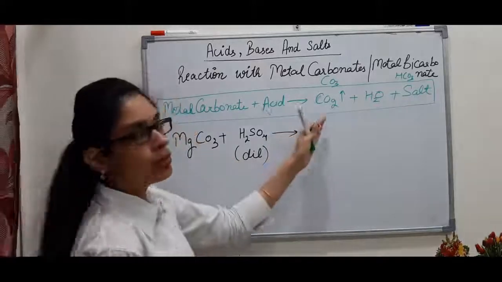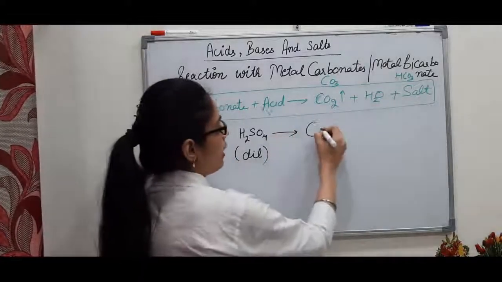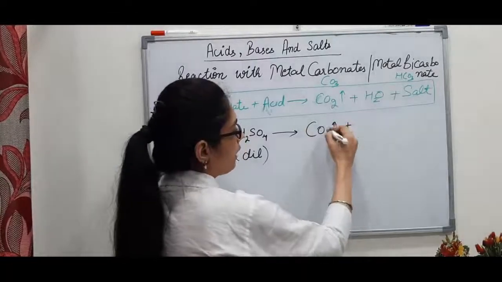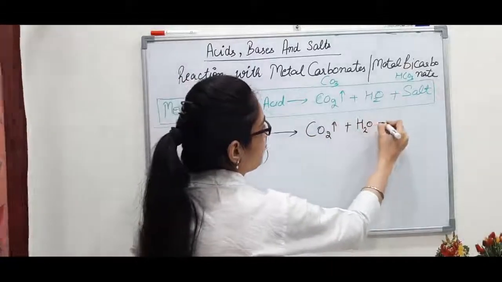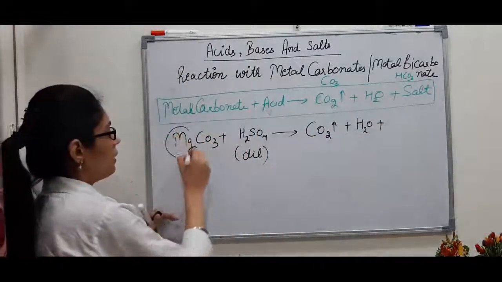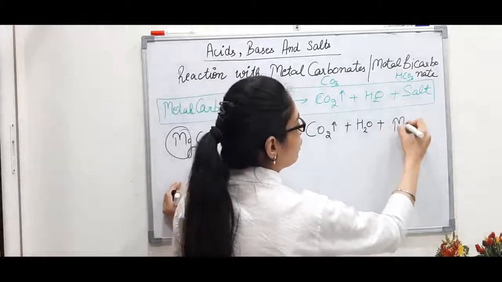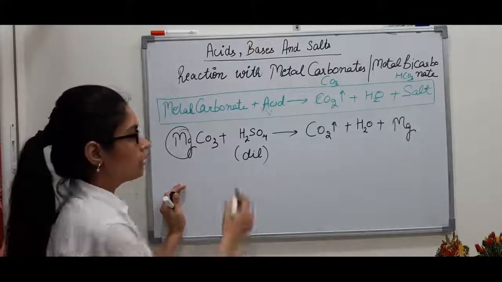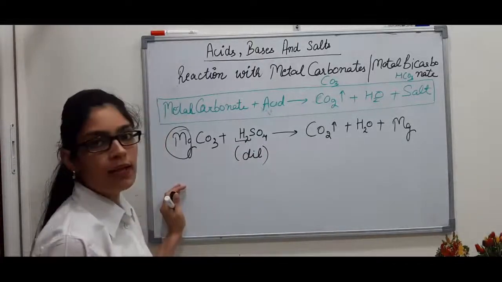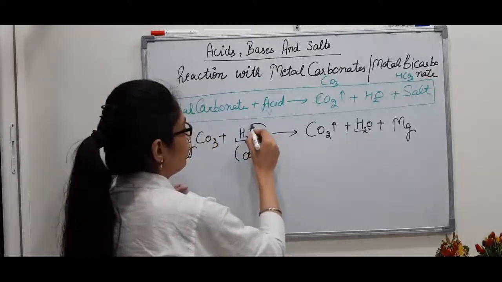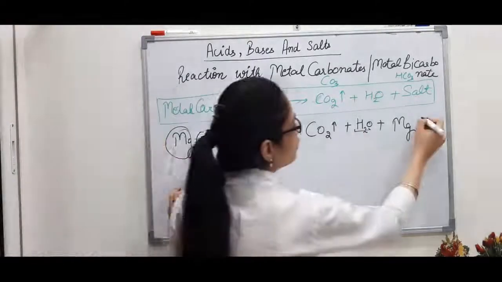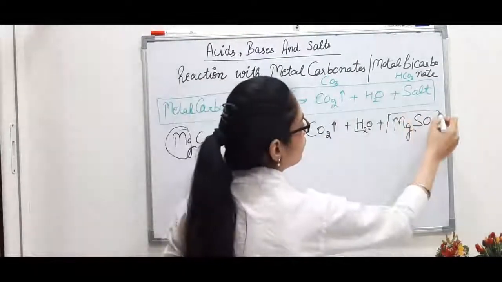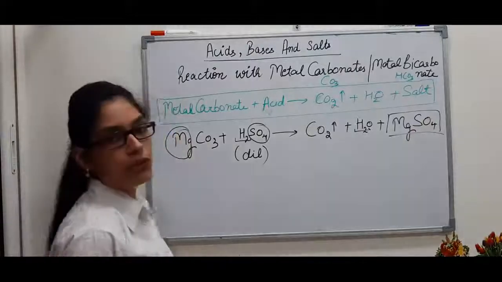So now I can write down the products. It's given in the general equation. I will get CO2 in gaseous state plus water plus salt. Salt, same way we will see. Magnesium, first we will write our metal, because we will get the salt of the metal which we have used. Now this H of the acid has been used, you can see, so only SO4 is there. This remaining part of the acid we will write over here, and our salt will get completed. So we will get magnesium sulfate.